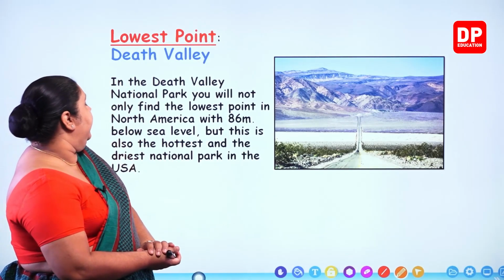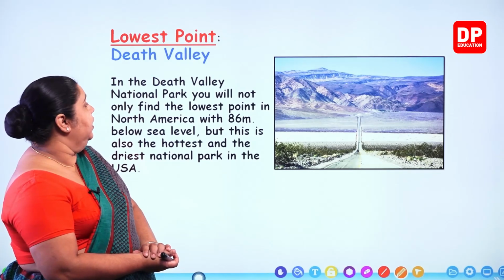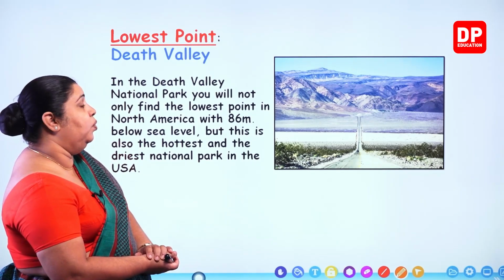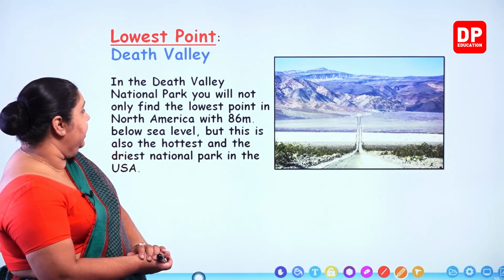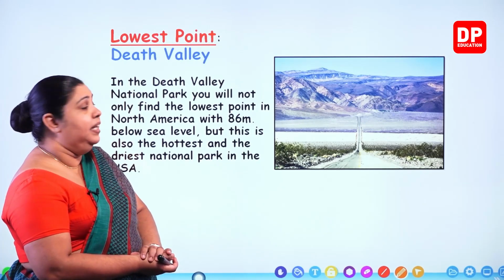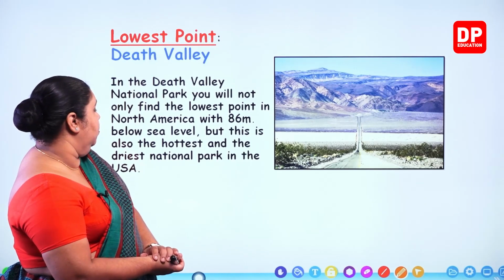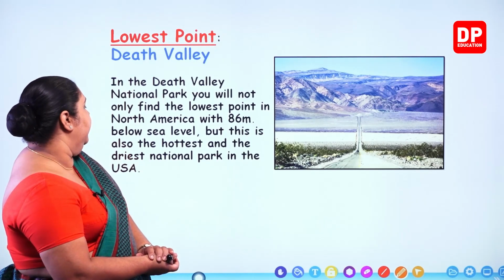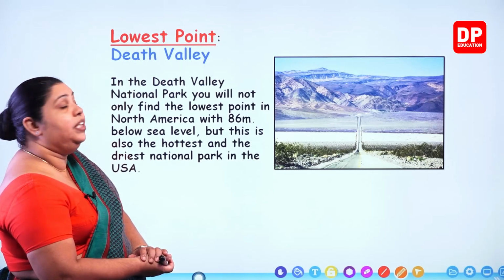In the Death Valley National Park, you will not only find the lowest point in North America with 86 meters below sea level, but this is also the hottest and the driest national park in the USA.